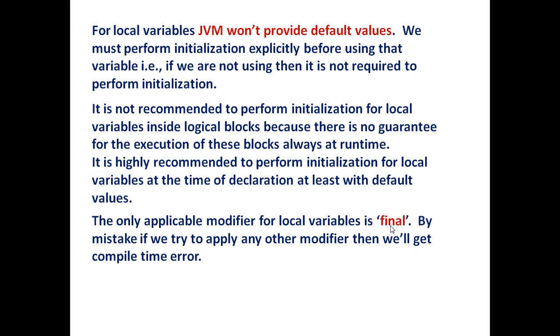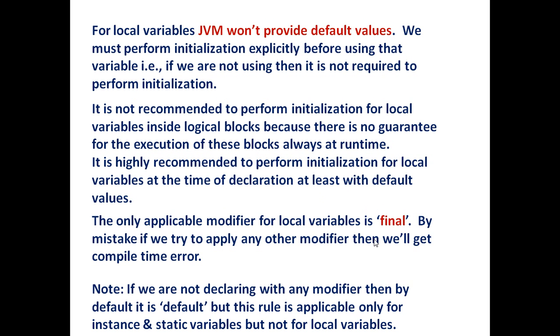But if I try to use anything other than final, for example transient or volatile, which are some other modifiers we will be discussing, then we will get a compile time error, right? The last point about local variables is, if we are not declaring with any modifier, then by default it is default. Understood? It means if there is nothing, it's default.